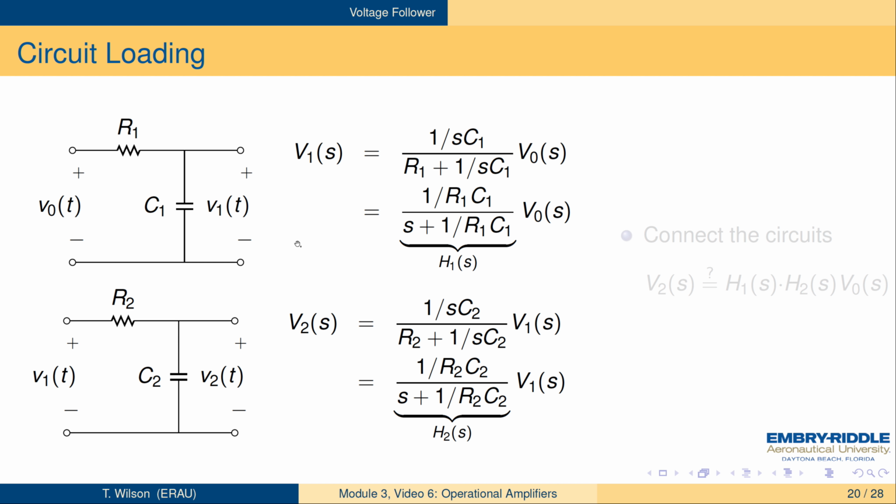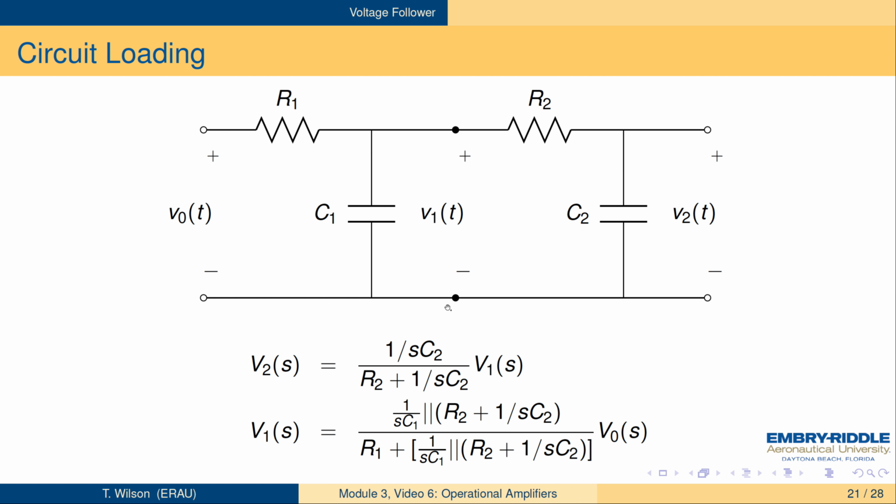We've had these circuits before. Here's just a simple voltage divider between a capacitor and a resistor. These have the same network function, the same transfer function. They just have different inputs and outputs. What if we hooked them up together? What if we hook the second circuit with this V1 pair up to the V1 pair of the first circuit? Can we multiply the network functions H1 of S and H2 of S?